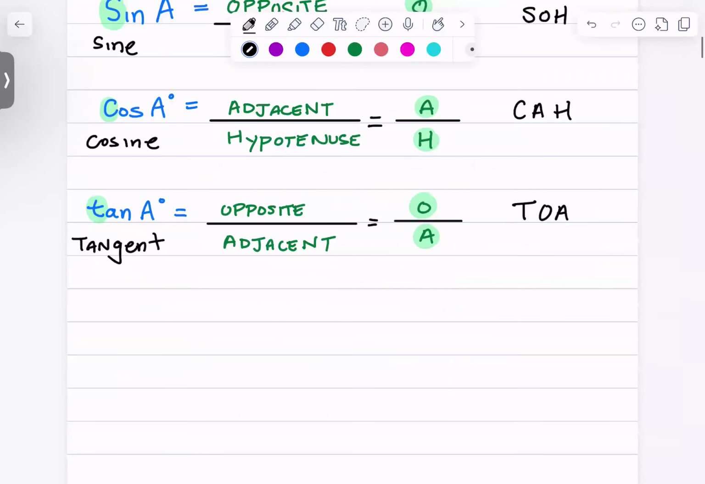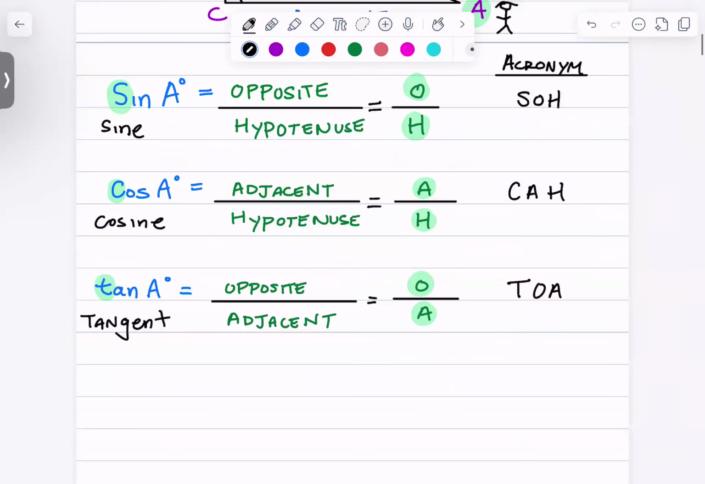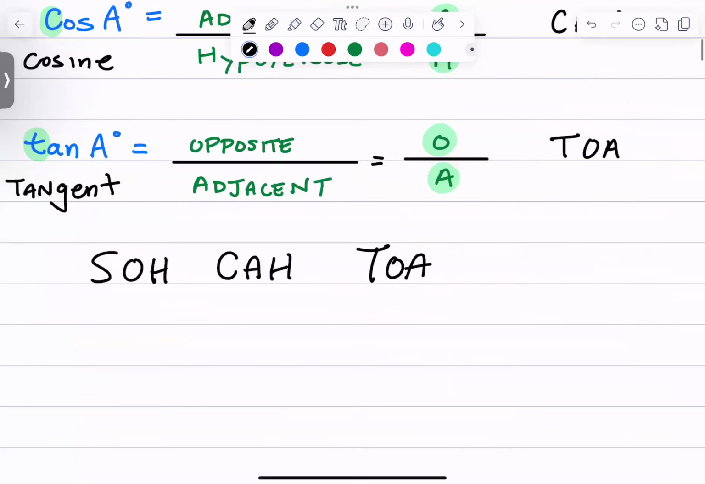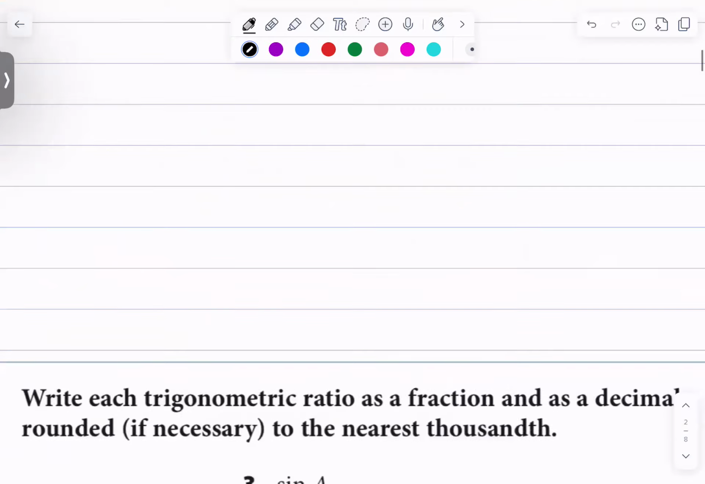Cool. Now, class, I'm just going to get the acronym: SOH CAH TOA. This is the easiest way to memorize what's what. If you just memorize SOH CAH TOA and know how to spell it, then you know all three trig functions. Questions on that? No?